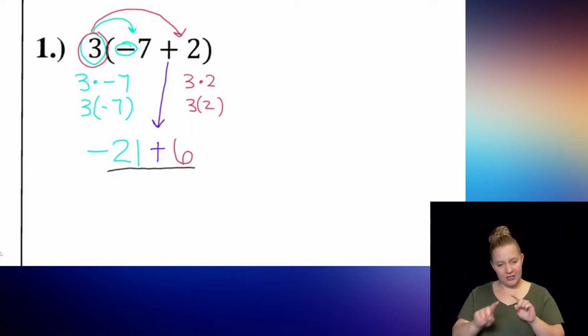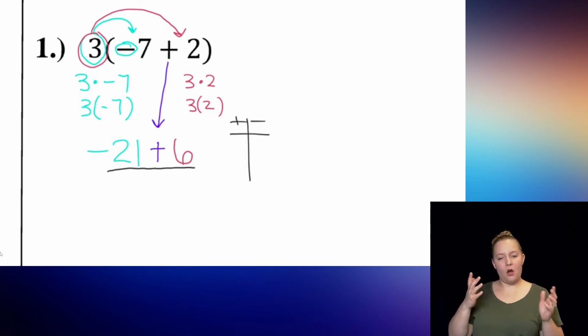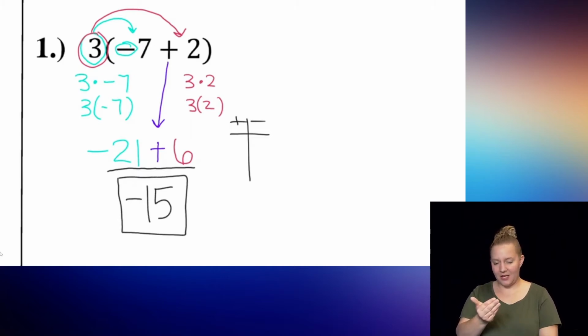They're different signs. You are going to subtract them and keep the larger, or you can think of the scoreboard, whatever makes the most sense to you. My final answer here is going to be negative 15. Negative 15 for example 1.